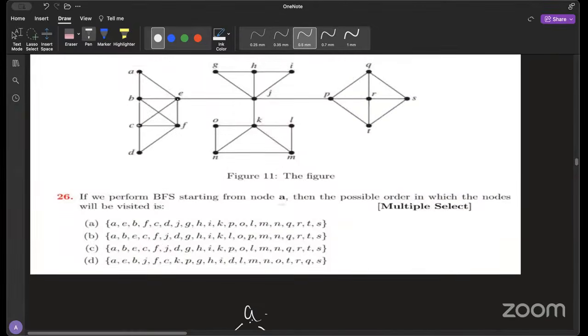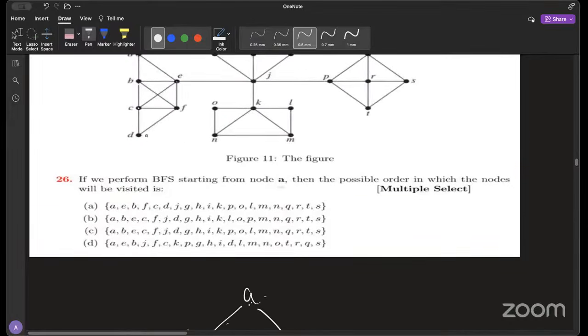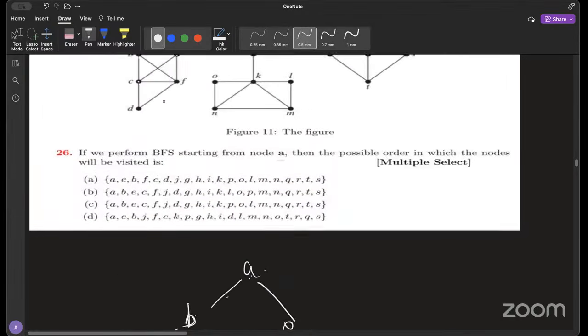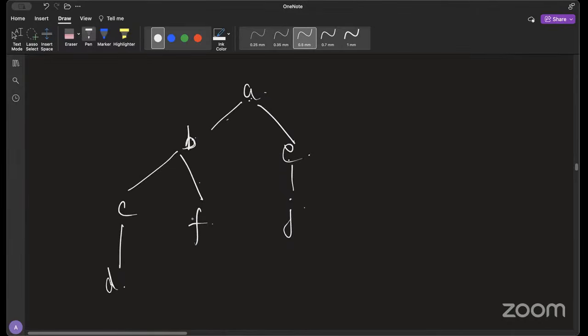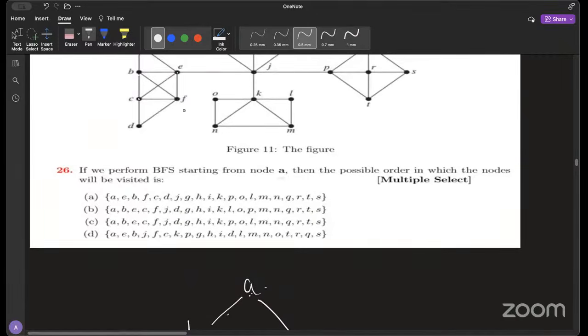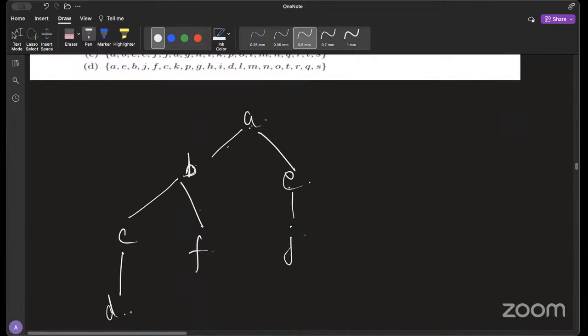Then with C, F is done. All of these are done, so you're only left with D. You just have D here. And with F, you don't have anything further to add because D is already mentioned in our tree, and F is not connected to any other vertex which has not been mentioned so far. So this one ends here.